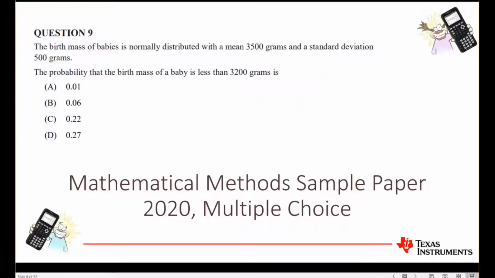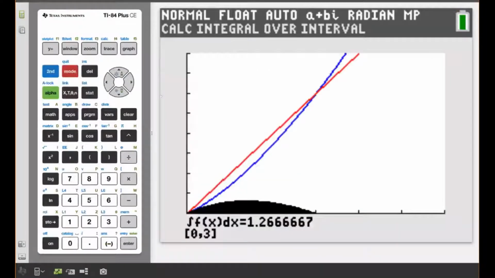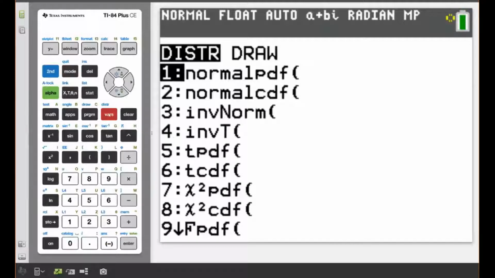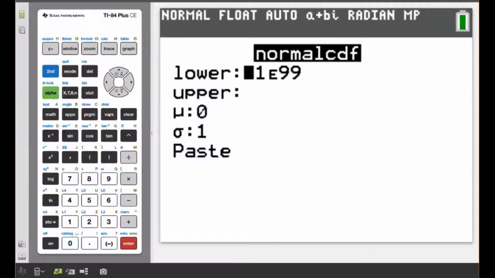So I'm going to head into my distribution menu. Second VARS gives me the distribution. In this case, I'm after my normal CDF because I'm looking at a less than value, less than 3,200. And anytime you've got an inequality, you're always using CDF. That would also be true for greater than. You would still use CDF in that case, just not for equal to.